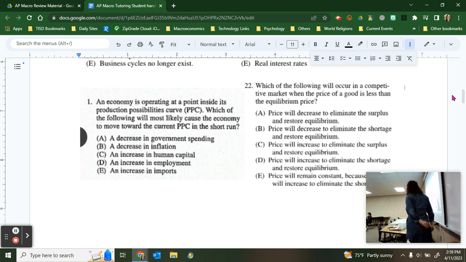Last question here. Which of the following will occur in a competitive market when the price of a good is less than the equilibrium price? So this is one of those microeconomic questions that sometimes occasionally pop into a macro test. But you know, we've done supply and demand enough that the same concepts apply, whether it's currency or money or whatever, it all applies to just a product.